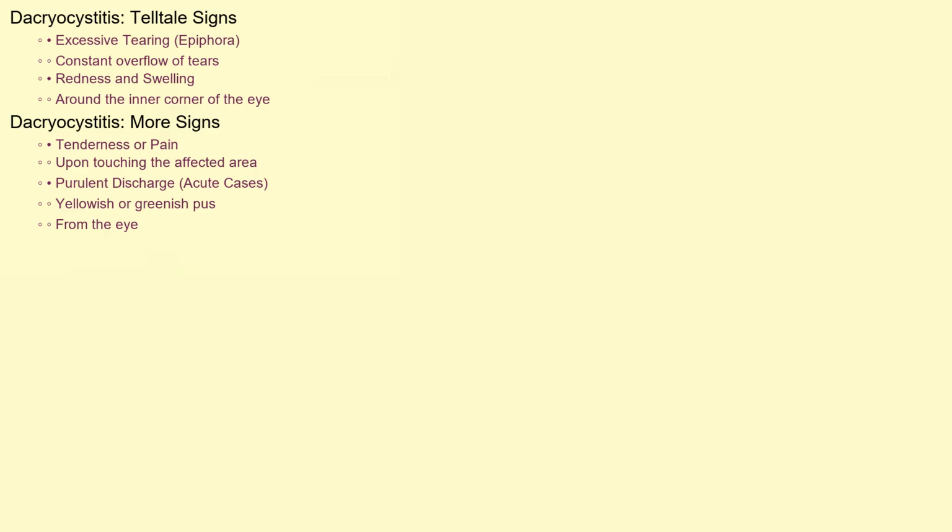of developing the condition. The telltale signs of dacryocystitis include excessive tearing, also known as epiphora. You might notice a constant overflow of tears from the affected eye, even when you're not crying. Redness and swelling around the inner corner of the eye are also common. There might be tenderness or pain upon touching the area. In acute cases, you may observe purulent discharge, a yellowish or greenish pus-like substance coming from the eye. Sometimes, pressing on the lacrimal sac can cause regurgitation of pus or mucus through the puncta, the small openings in the eyelids that drain tears.